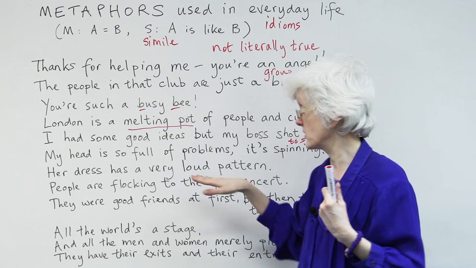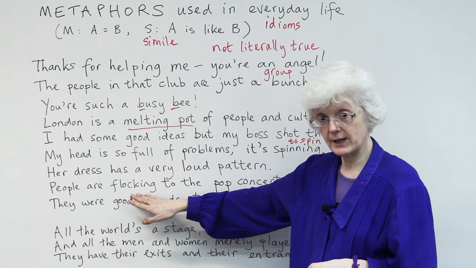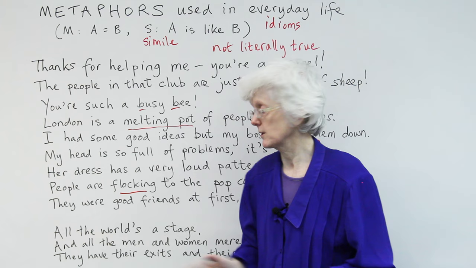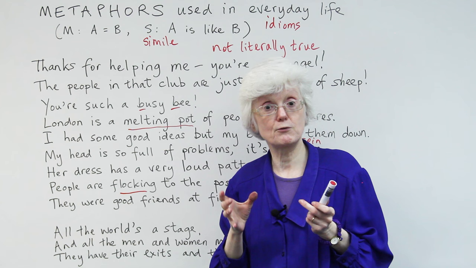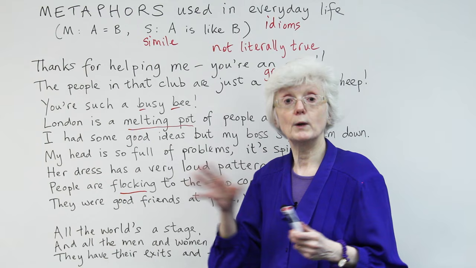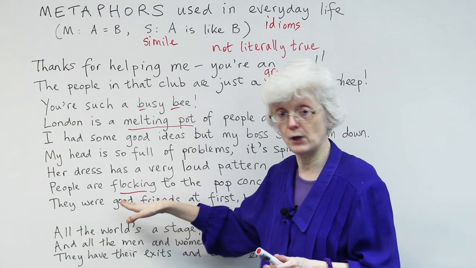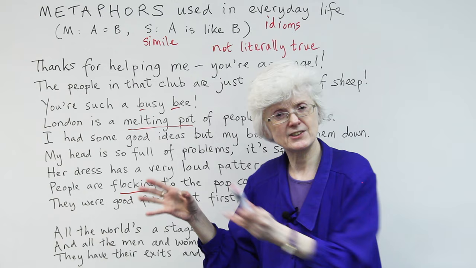So next one. People are flocking to the pop concert. Now, the metaphor here is this word, flocking. And it goes back to sheep, because the collective word for sheep is a flock of sheep. So when you see sheep running across a field, they're all in a bunch, like we said, bunch of sheep. But the proper name for that bunch is a flock. So if people are flocking to the pop concert, it's like they're sheep again. We're back to the sheep.